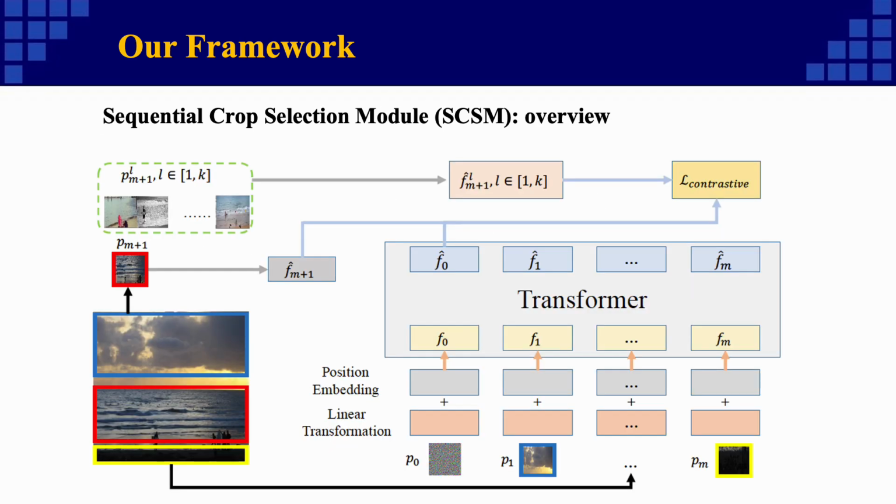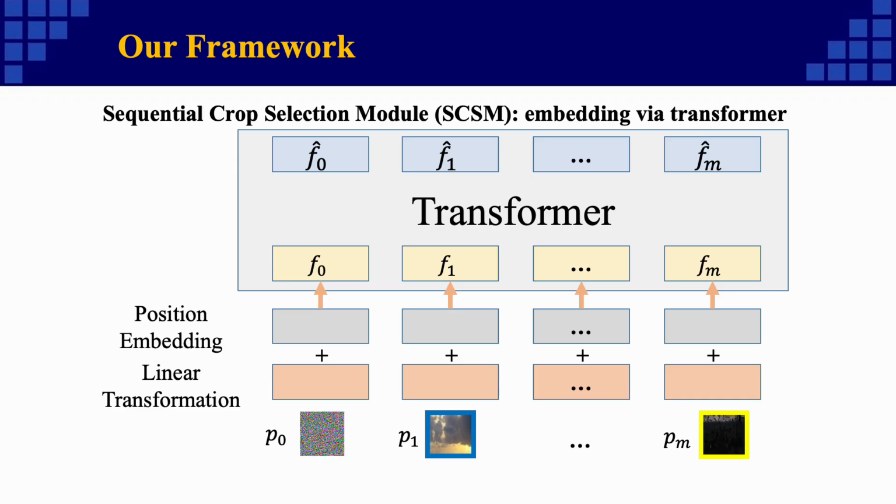This is the overview of the SCSM. We propose a novel contrastive learning framework. In other words, given a chosen crop set P from the same image, the compatibility score between P and a new crop from the same image should be higher than the compatibility score between P and a new crop from a different image. We use a novel transformer to implement this idea.